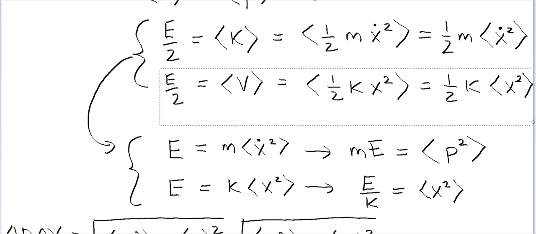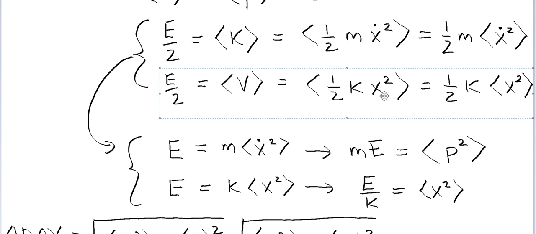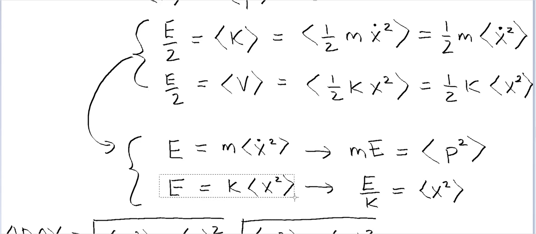Similarly, we could take the second equation up here and say that E over 2 is half k times the expectation value of x squared. The halves cancel again, and we get that E is just equal to k times the expectation value of x squared, or that E over k is equal to the expectation value of x squared.